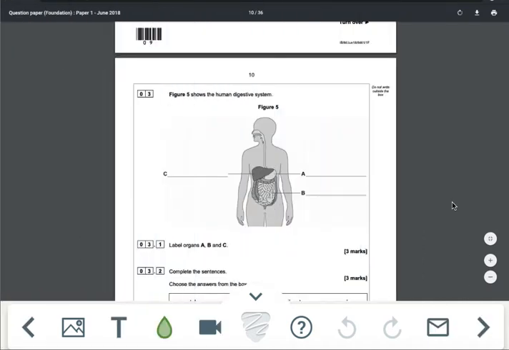Next question. A question like this, you just need to have memorized here. It shows the human digestive system, and you just need to have memorized this from your textbooks or videos of what the answers are going to be. Here you have a stomach in A, B is the small intestine, and C is the liver. Hopefully you will have remembered those.